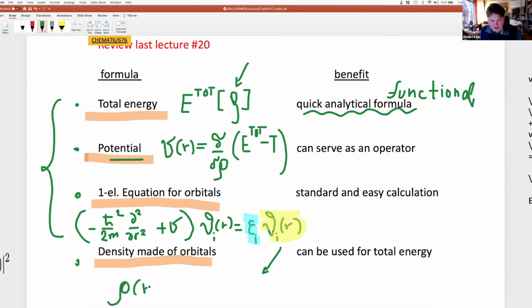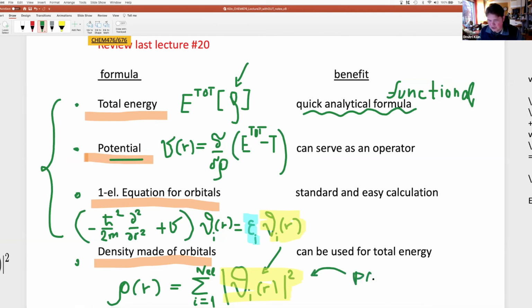So density at point R is equal to the summation over all orbitals, starting from the first to the number of electrons, and here we take orbital number i at point R and take the absolute value squared. And this absolute value squared of orbitals is literally the content of the PARCHG files that you were plotting.